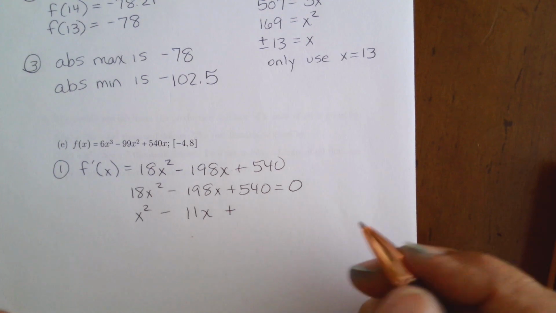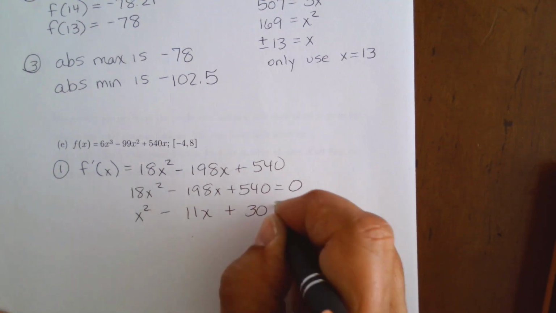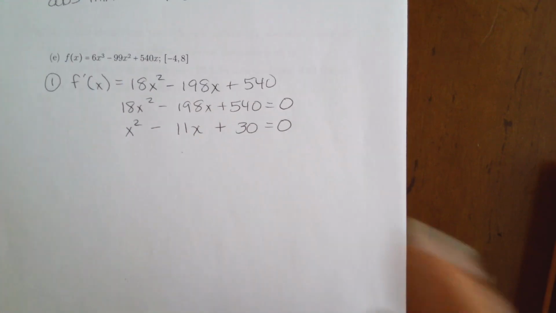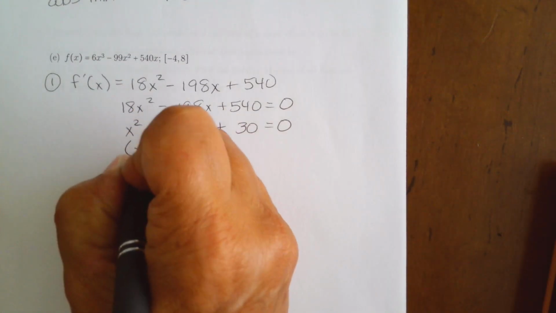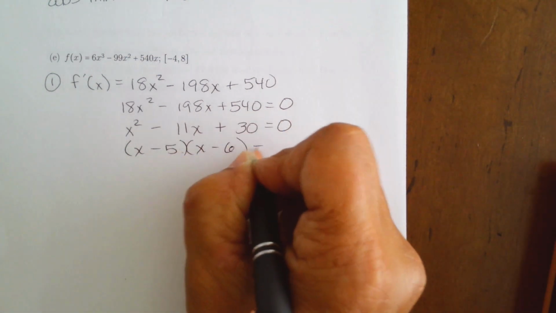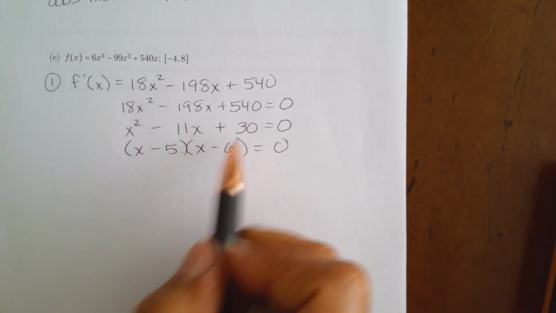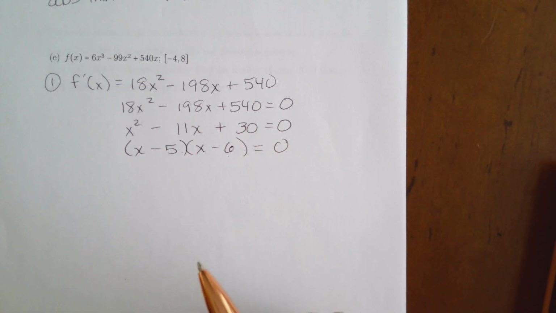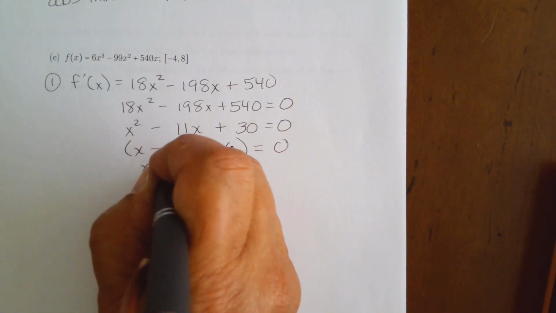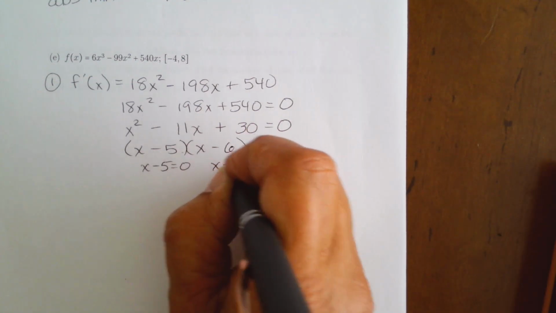540 divided by 18 is 30. So that's much easier to work with. All right, so now we can find the critical numbers. We're going to factor that. It factors x minus 5, x minus 6, right? 5 and 6 give me 30, and negative 5 and negative 6 gives me negative 11. Set those equal to 0 and get your critical numbers.